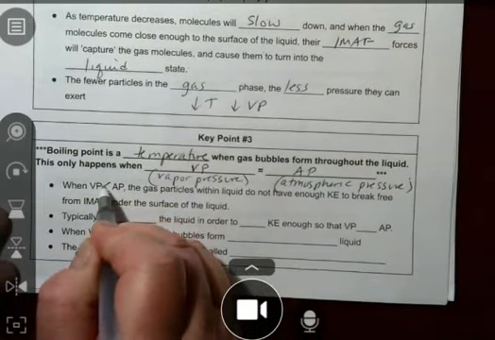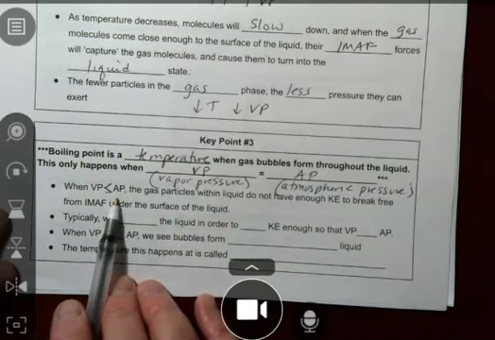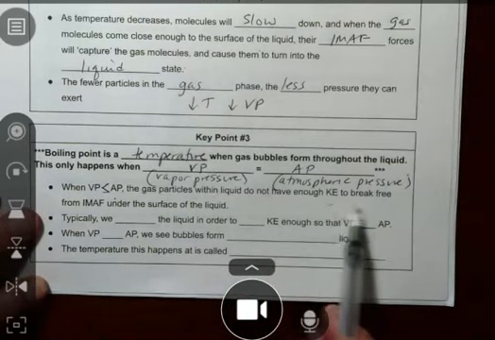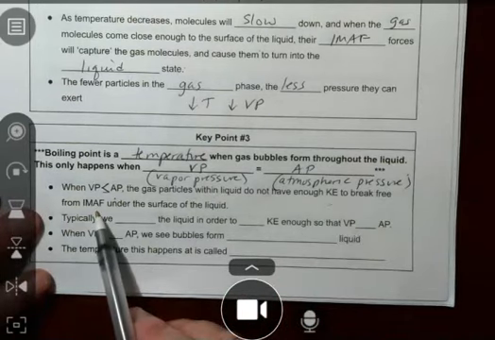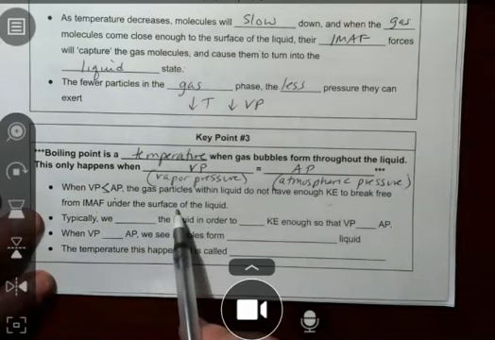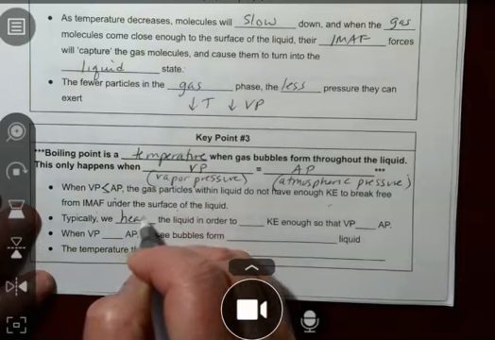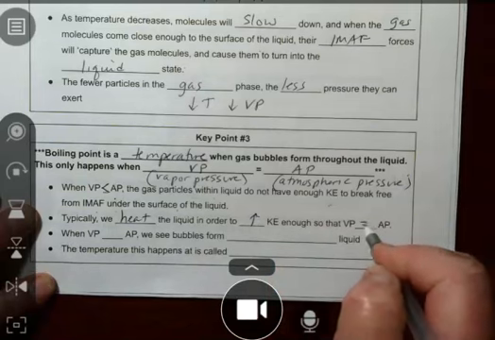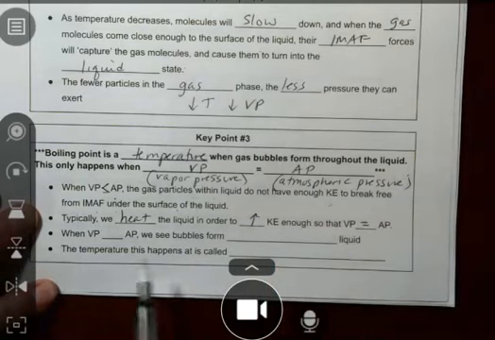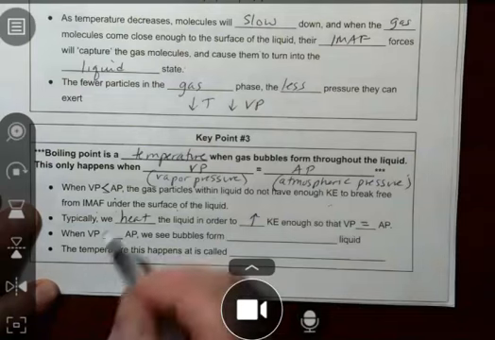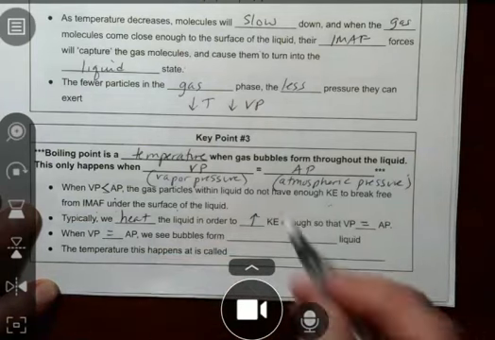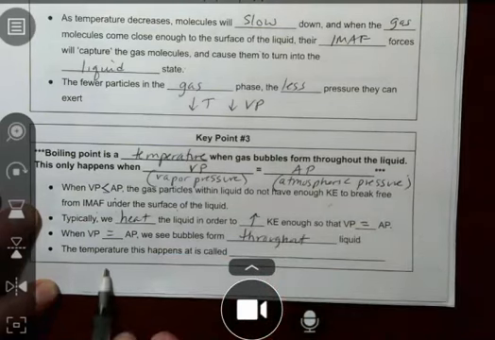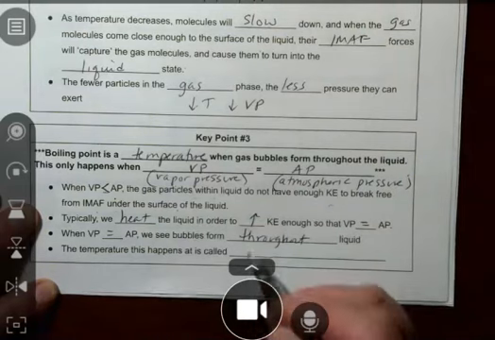So when vapor pressure is less than atmospheric pressure, the gas particles within the liquid do not have enough kinetic energy to break free from the intermolecular attractive forces under the surface of the liquid. So typically, we will heat the liquid in order to increase the kinetic energy enough so that vapor pressure becomes equal to atmospheric pressure. And when vapor pressure equals atmospheric pressure, we see bubbles form throughout the liquid. The temperature this happens at is called the boiling point.